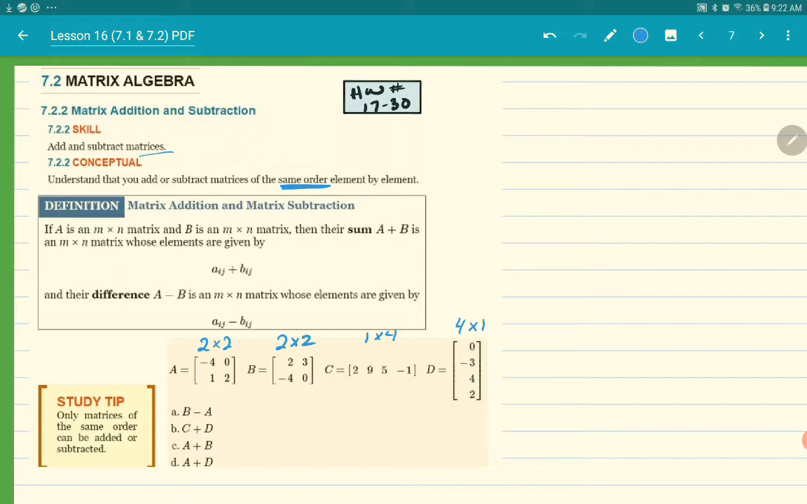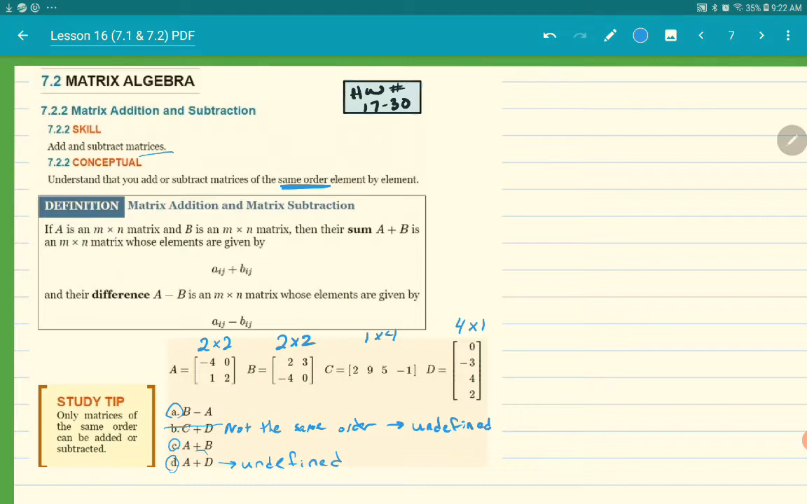So in fact, we can cross off B right now, because I can see that C and D cannot be added because they are not the same order. So this one is undefined. Whereas part A is okay because B and A are the same size. Part C, those I can add because A and B are the same size. And D, well, let's see, A is a 2 by 2 and D is a 4 by 1. So this one also is undefined because they are not the same order.